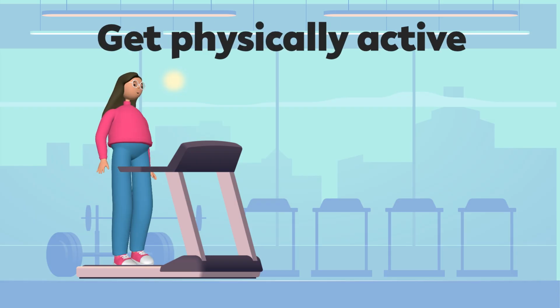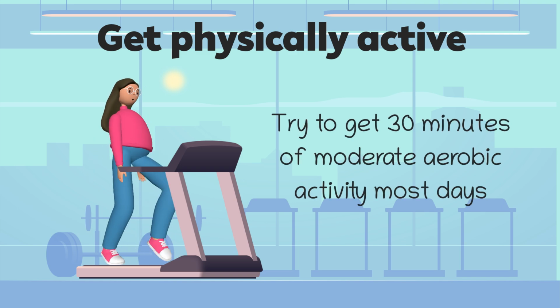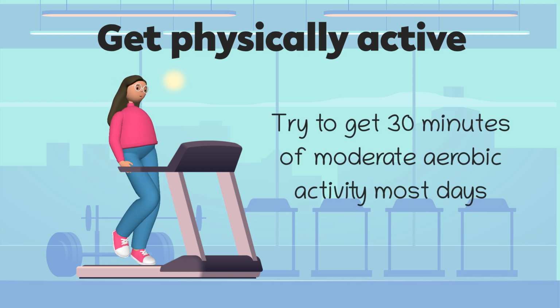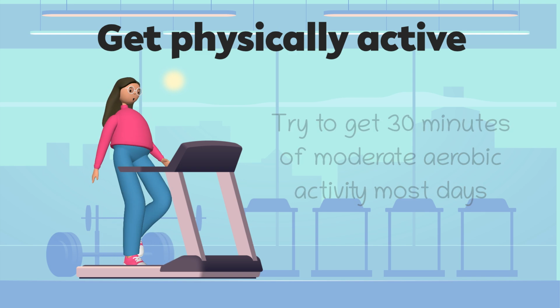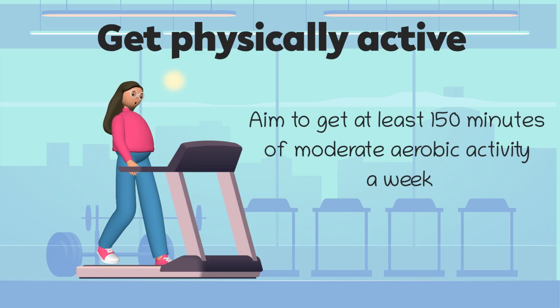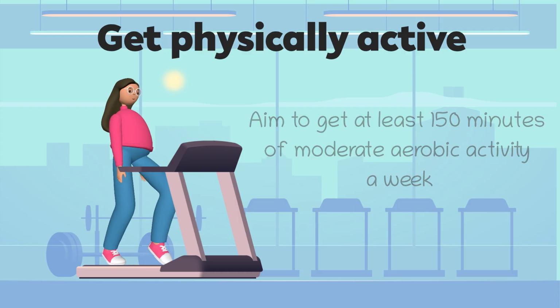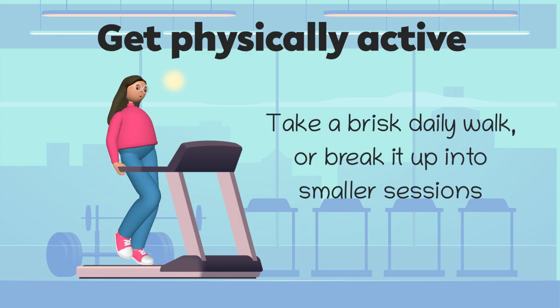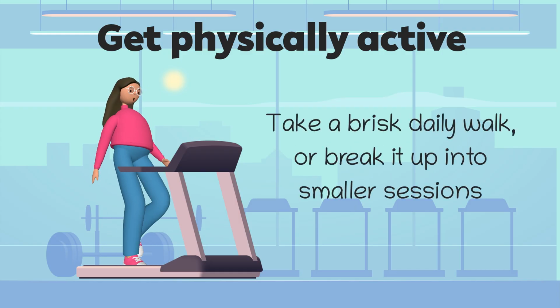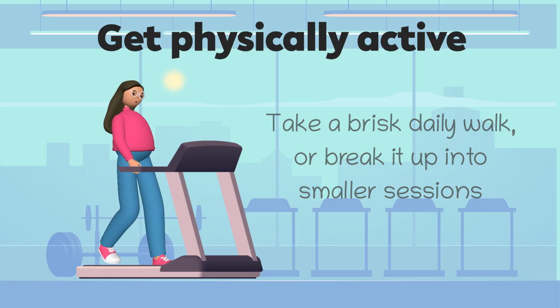Get more physical activity. Try to get about 30 minutes of moderate aerobic activity on most days of the week. Or aim to get at least 150 minutes of moderate aerobic activity a week. For example, take a brisk daily walk. If you can't fit in a long workout, break it up into smaller sessions throughout the day.